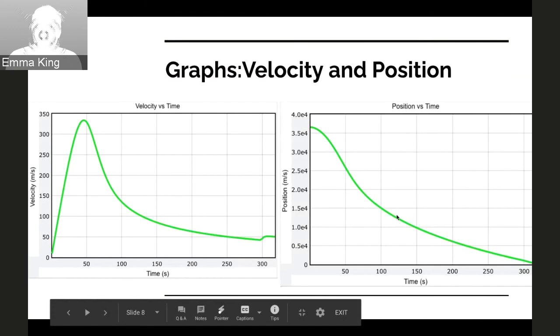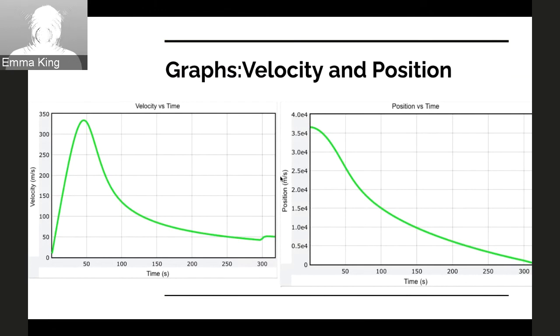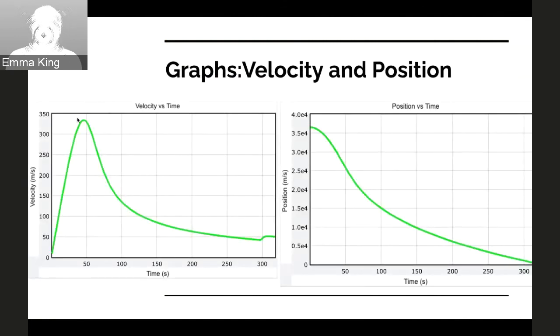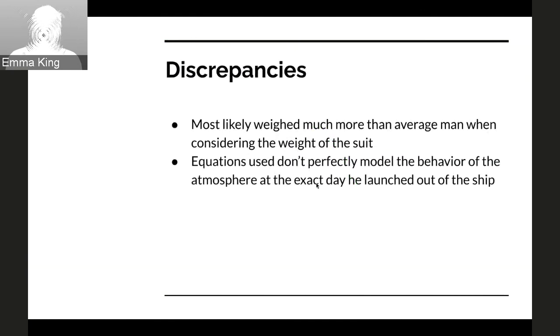And obviously, you can see it's not linear, because the velocity is changing as he's going. My discrepancies are most likely due to the fact that he was probably weighing more than the average male in that moment, because the suit weighed a lot. He really moved about 380 meters per second, and we can't say that this perfectly modeled the behavior that day.